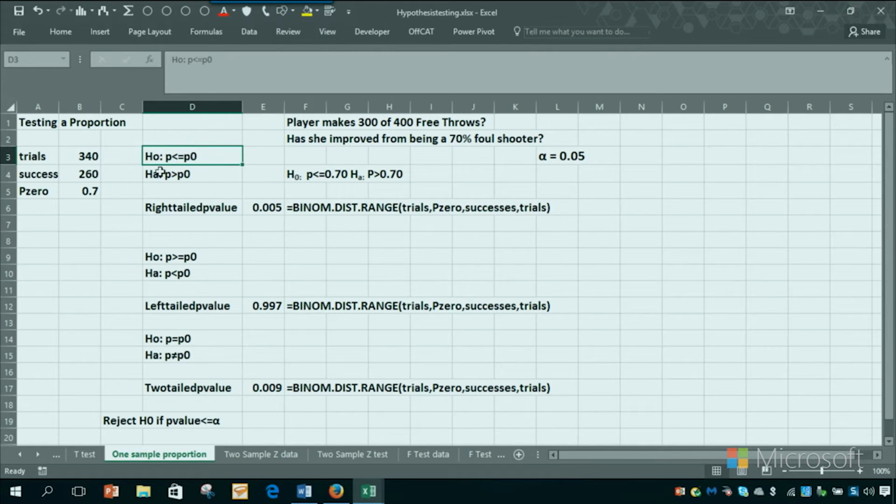So we might have the null hypothesis that the population proportion is less than or equal to an amount P0. The alternative is that it's greater than P0. That would be the right tail test. We might have the null hypothesis be that the probability, sorry, I messed that up.